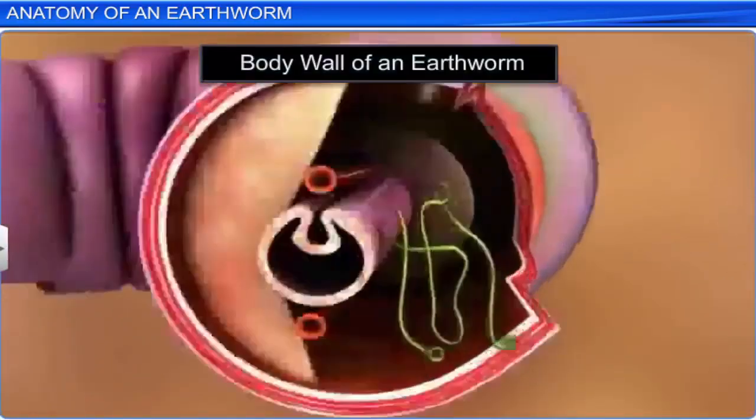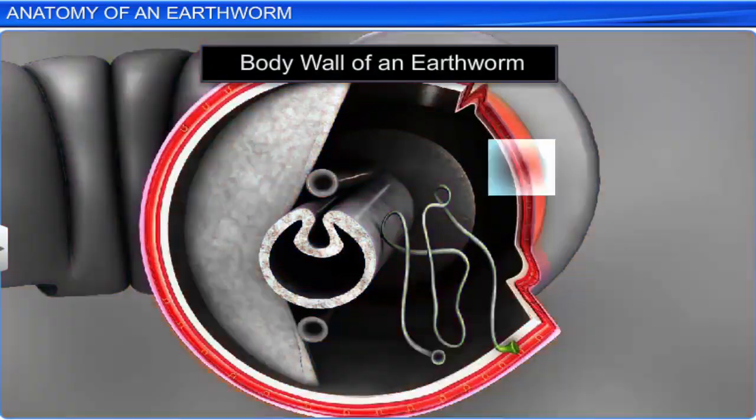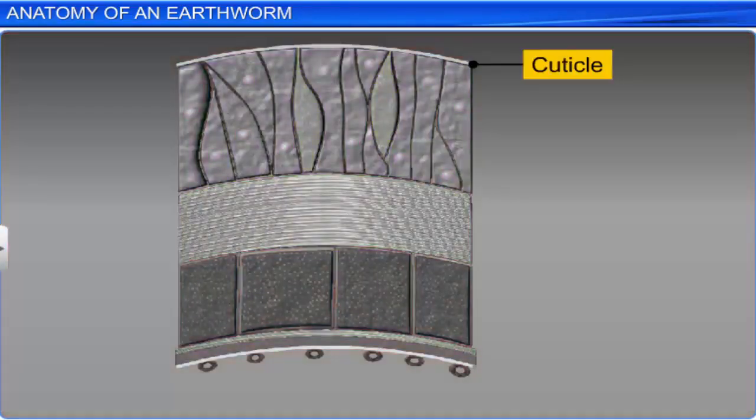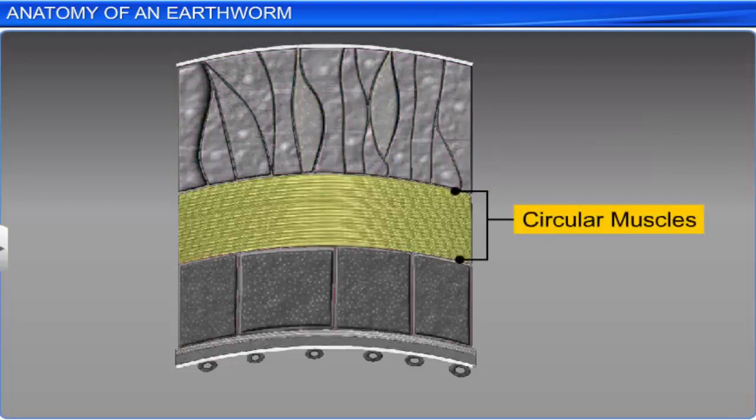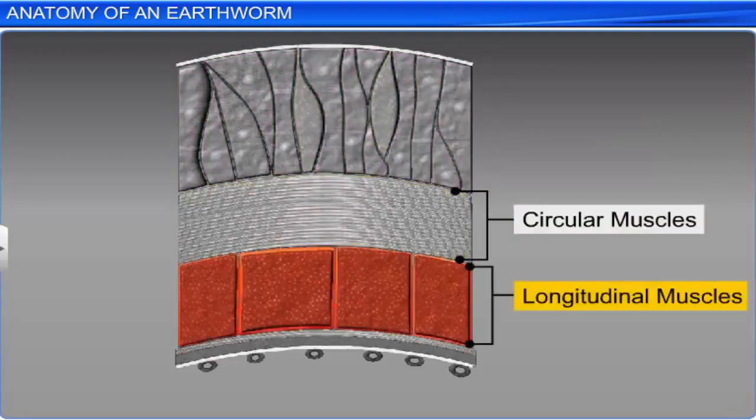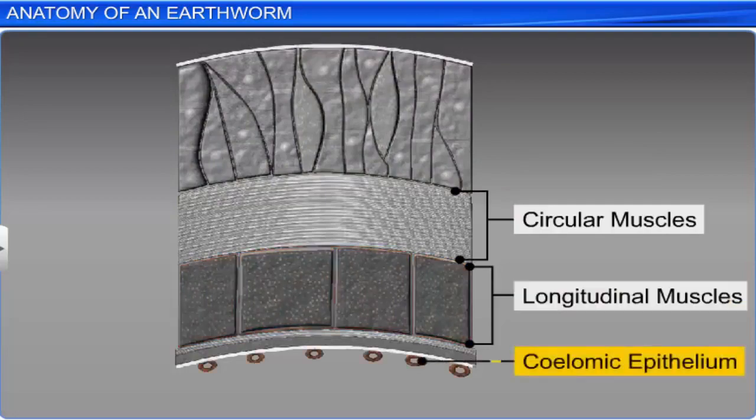The cross-section of an earthworm shows that the body wall is covered by a thin layer of cuticle followed by a single layer of epidermis, which contains secretory gland cells. Below the epidermis lie 2 layers of muscles, circular and longitudinal muscles, followed by the innermost coelomic epithelium.